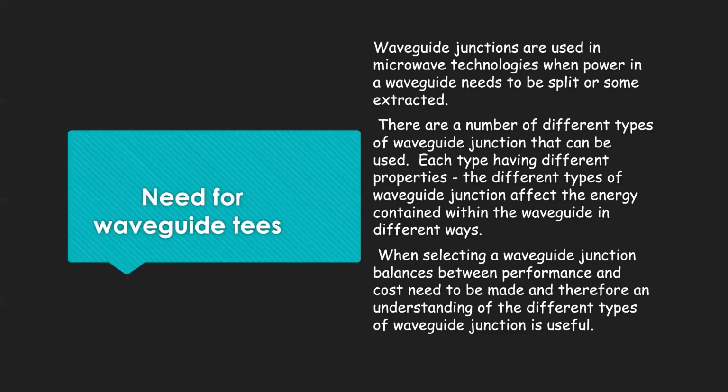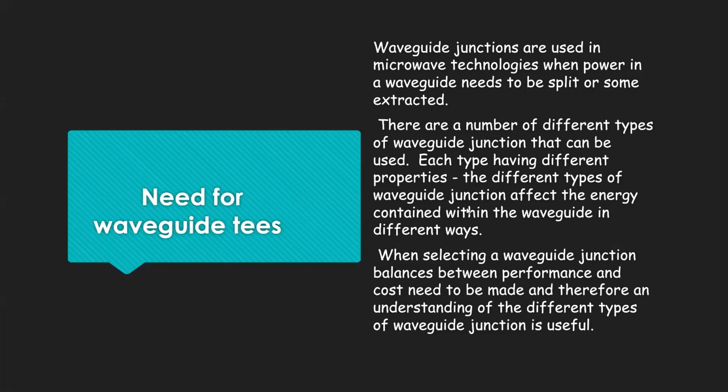Everything has a need, so even the waveguide is used for certain purposes. Let's see how it is used. Waveguide junctions are used in microwave technology when power in a waveguide needs to be split or extracted. And there are many types of waveguide Ts, which we'll be studying later.